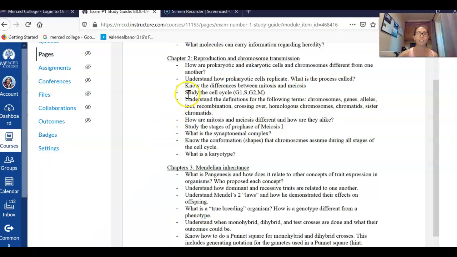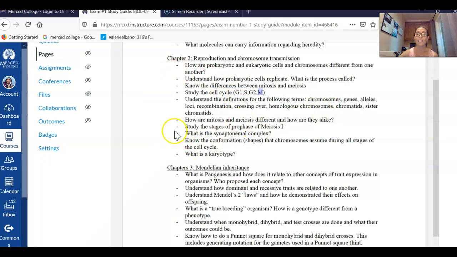The one thing that I am going to tell you right now is that the cell cycle, G1, S, G2, and M, is different from mitosis. Mitosis is only M phase. So mitosis technically is just the division of the nucleus, and that includes prophase, metaphase, anaphase, telophase, cytokinesis. G1, S, and G2 are all interphase, okay?